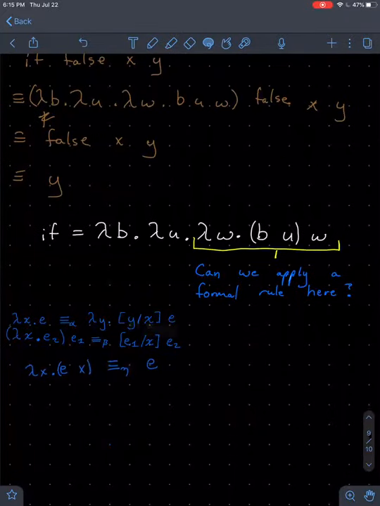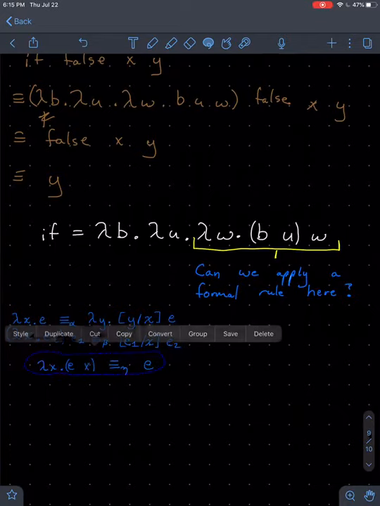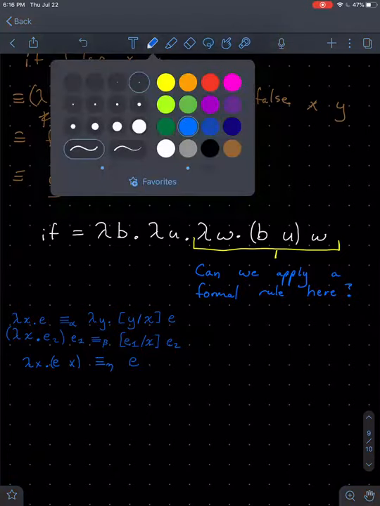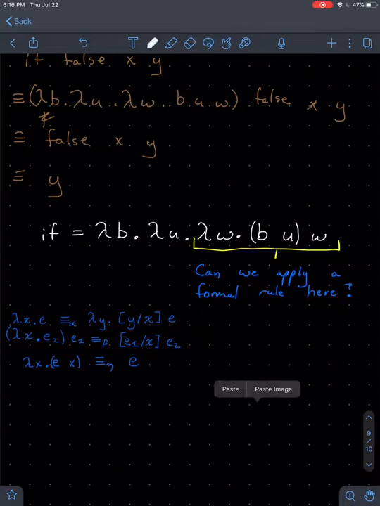Can I apply alpha, beta, or eta reduction here? Micah thinks beta conversion maybe. Can't really do any beta conversion here, I don't think. So I'll give us a hint, or I'll just tell us. We can do an eta conversion here.